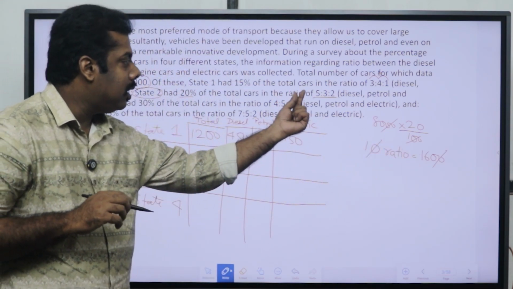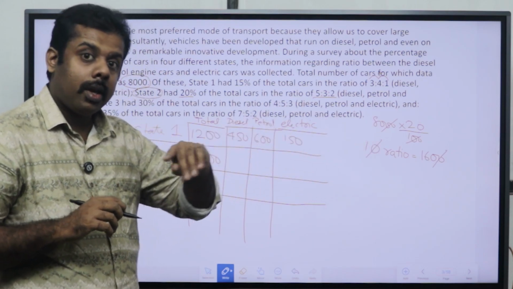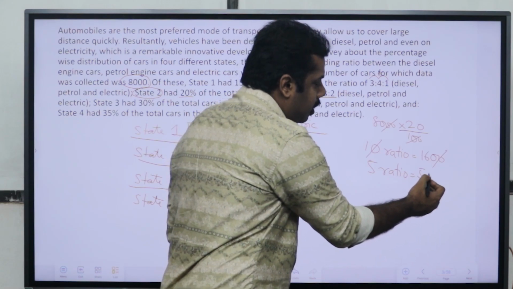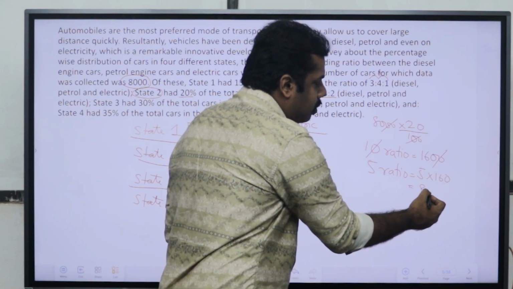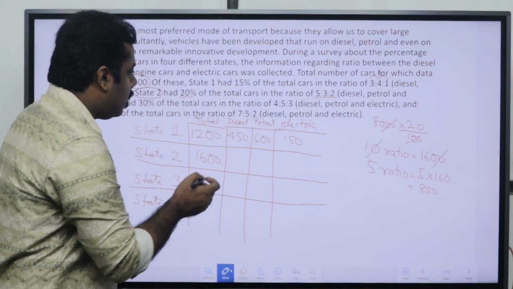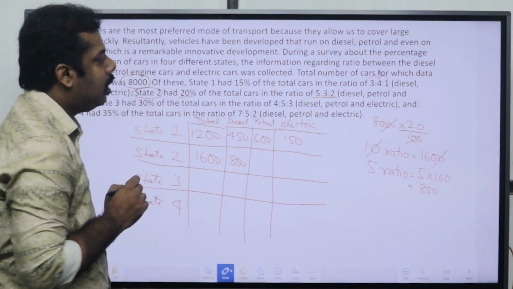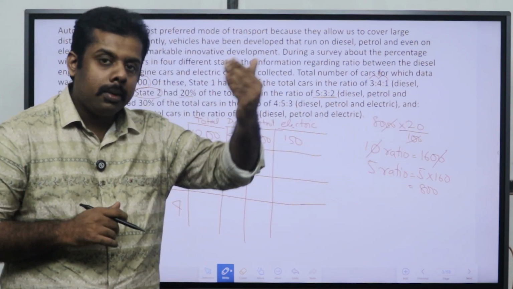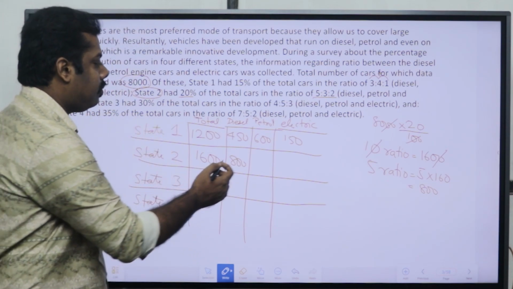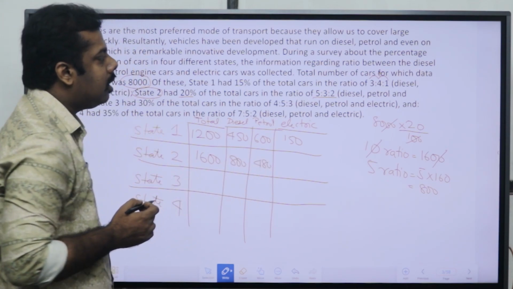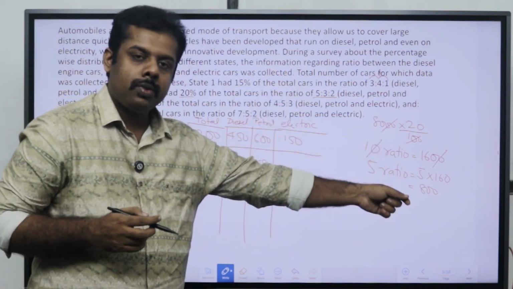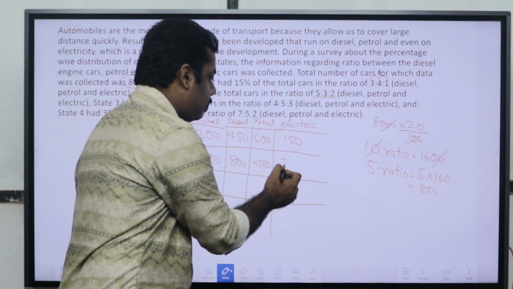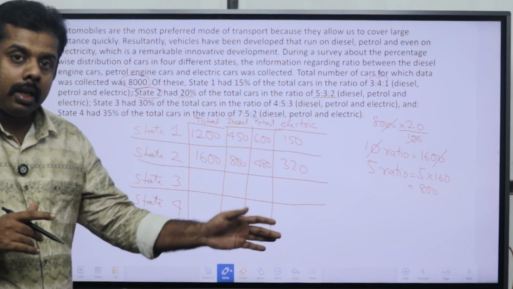Okay. Now diesel is 5 ratio. So if 1 ratio is 160, 5 ratio has to be 5 times 160. That is going to give us 800. So 800 is the number of diesel cars here. Now 3 ratio will be 3 times 160, which gives us 480. Now electric cars are 2 ratio. So as we know 1 ratio is 160, 2 ratio has to be 2 times 160, that is 320. So we have also got the data for state 2.